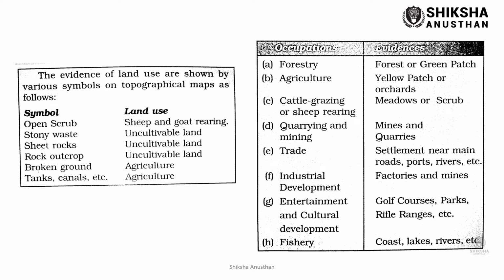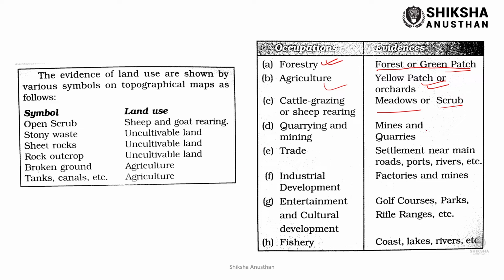Then some occupations, and how we can identify that people of the area have this kind of occupation. Forestry: the people of the area depend on forest for their livelihood. That means a place where we will have a forest or a green patch. If the people have agriculture as an occupation, the area will have yellow patches or orchards. That means they are doing agriculture. If meadows or scrub are there, then people are doing cattle rearing, cattle grazing, or sheep rearing.